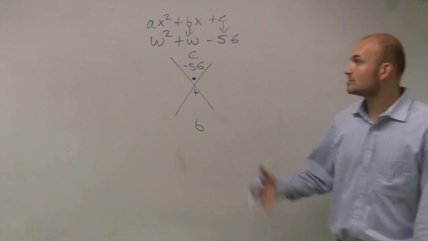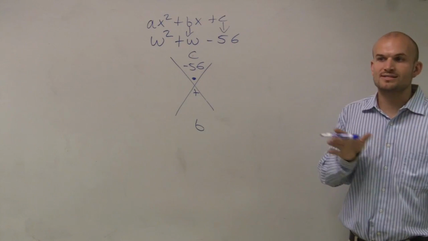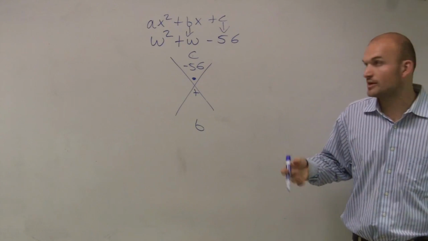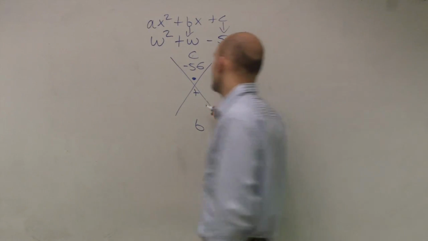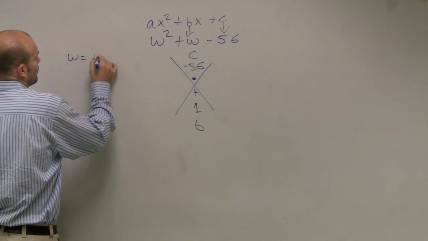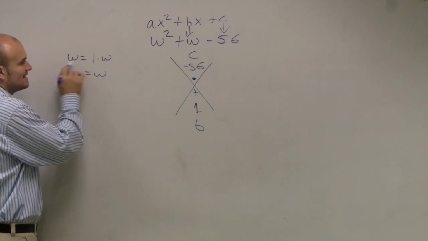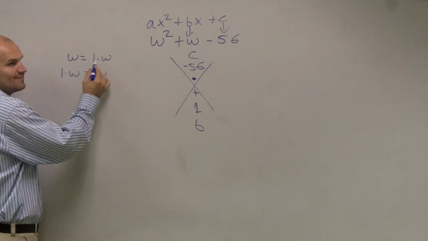So just remember, if you don't see a number in front, we can always remember that 1 times that variable is going to equal that variable. So my number actually in front is going to be a 1, because 1 times w equals w. So if you're seeing this, understand that you could always have a 1 in front of it.